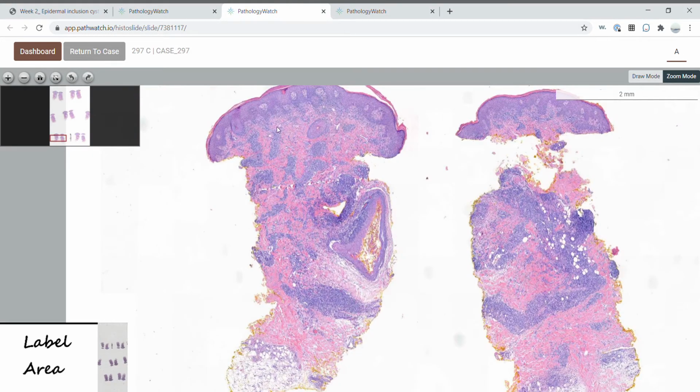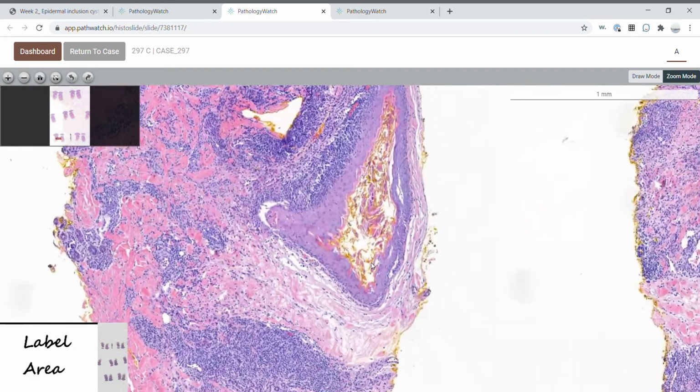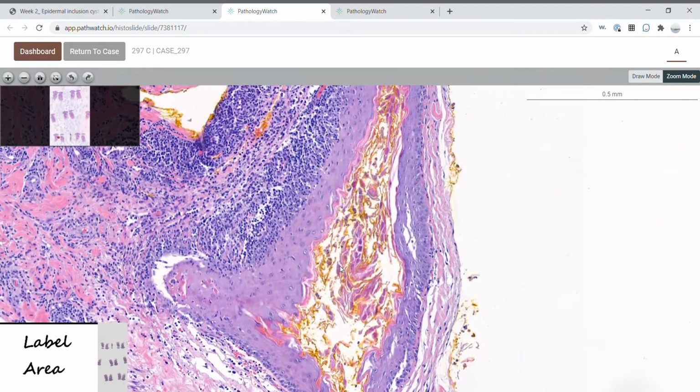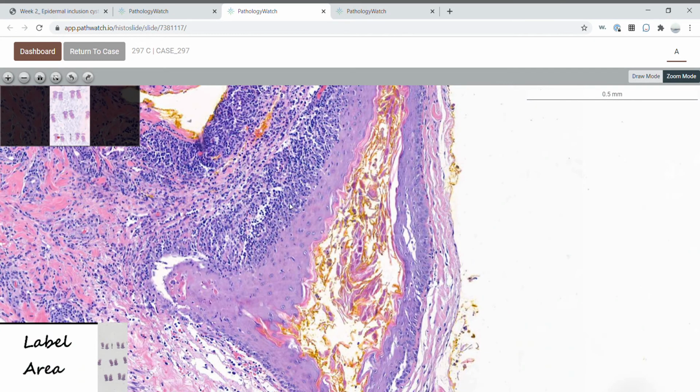Epidermal inclusion cysts can get inflamed, as seen here. This is one pattern of inflammation. Please disregard the yellow inking as that's due to processing.